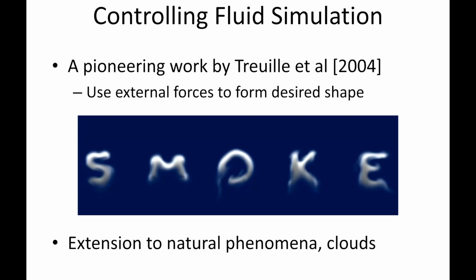Controlling fluid simulation was first developed by Treuille et al. in 2004. In this case, they use external forces to control the smoke simulation. This is an example of this method. In this case, the smoke forms the shapes of the letters of SMOKE. We were inspired by this method, and we wanted to extend it to natural phenomena, in our case, clouds.